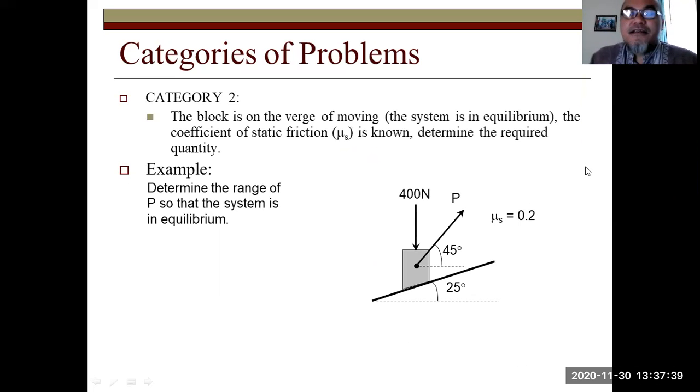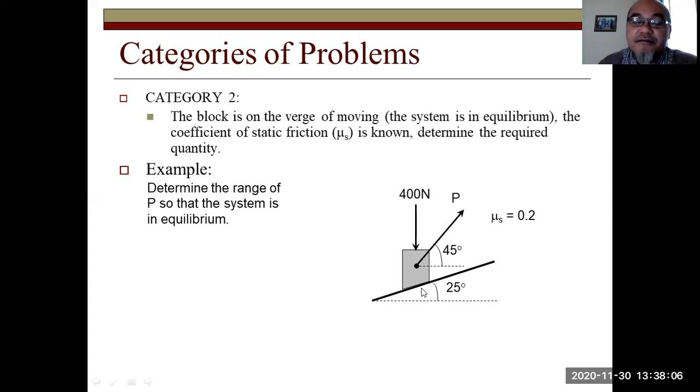Okay, in category 2, the block is on the verge of moving. So the system is in equilibrium. It is just about to move. So the coefficient of static friction is known. Determine the required quantity P such that it will start to move. For example, determine the range of P so that the system is in equilibrium.